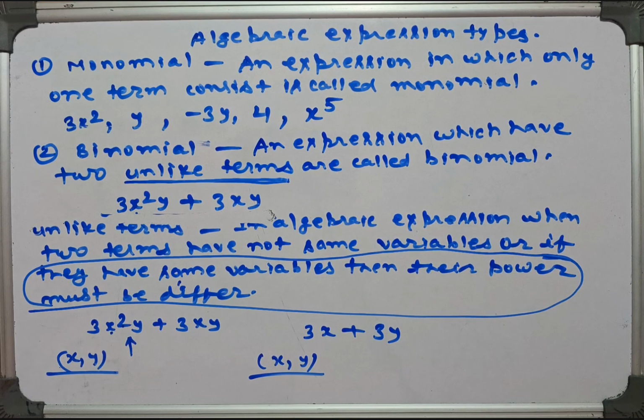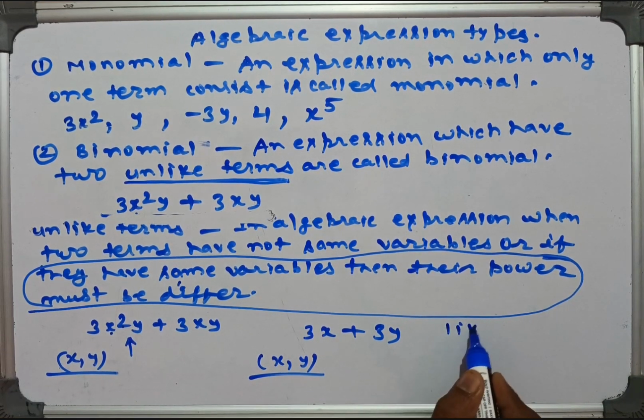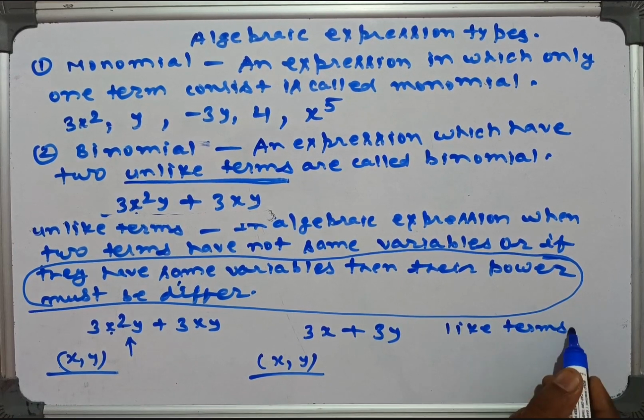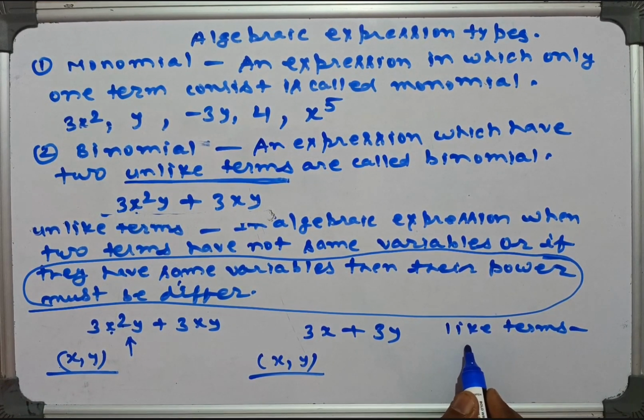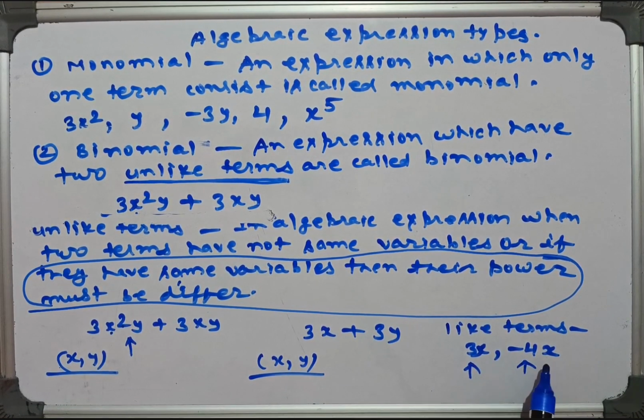Now see an example of like terms. If we write 3x and minus 4x, you will see that only the coefficients 3 and minus 4 differ, however the variables are the same, so x is common. So in like terms, the variables and their powers must be the same; they differ only by the coefficient.